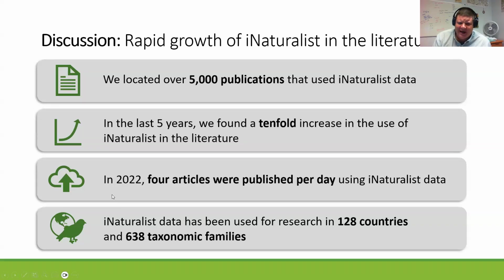Unfortunately, it took us a long time to go through all these articles, so this is slightly outdated. We did some back of the envelope calculations, and we estimate between 8 and 9 papers per day were published in 2025 using iNaturalist data.